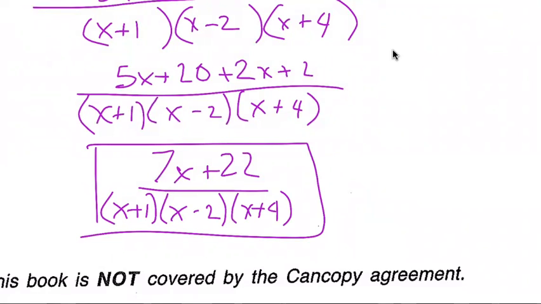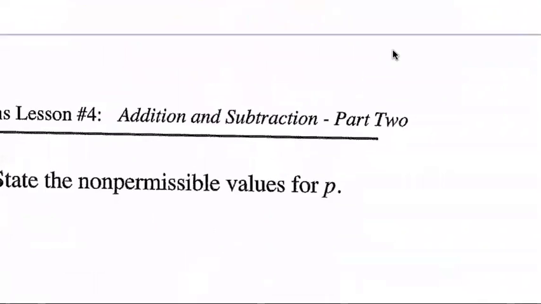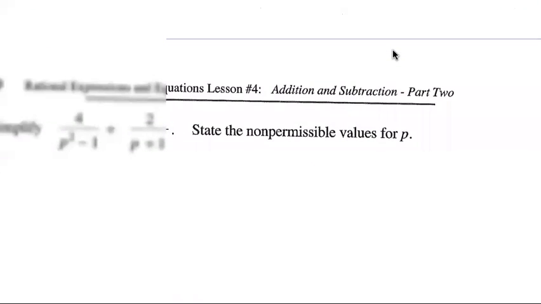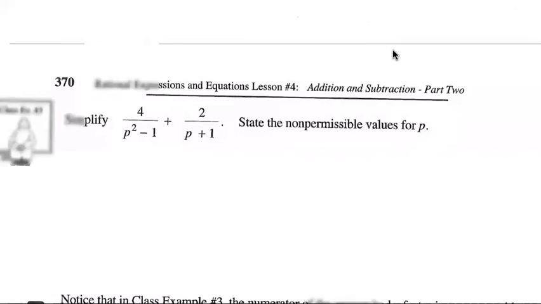The page takes us to example number 3. 4 over p squared minus 1, plus 2 over p plus 1. State the non-permissible values. So we need to simplify and state the non-permissible values.